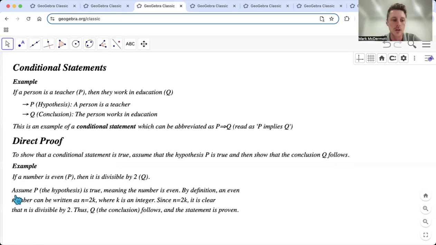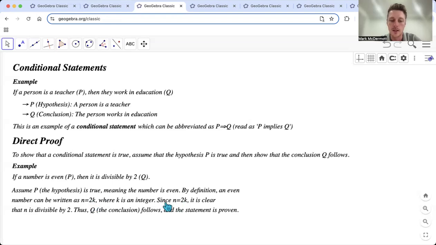So what we're going to do is assume that P, which is the hypothesis, is true. That means that the number is even. So we're going to assume that it's even, and by definition, we know that an even number can be written as n equals 2k, where k is an integer. And that should make sense. Our number is a multiple of 2 if it's even, right?